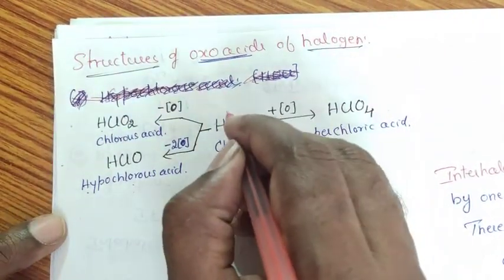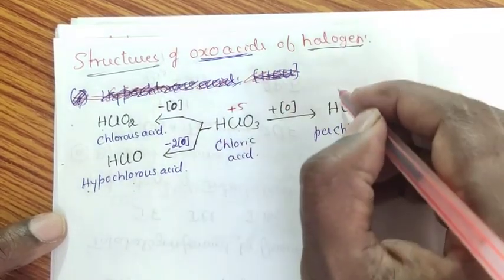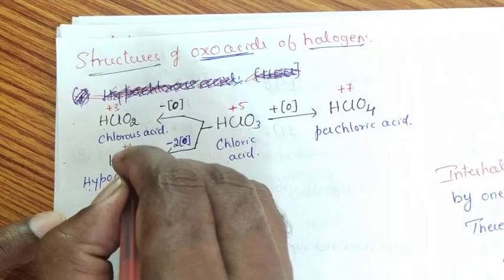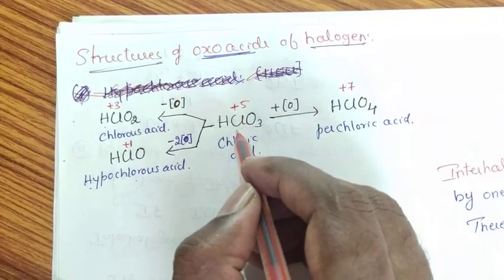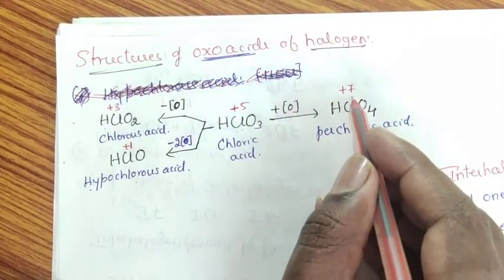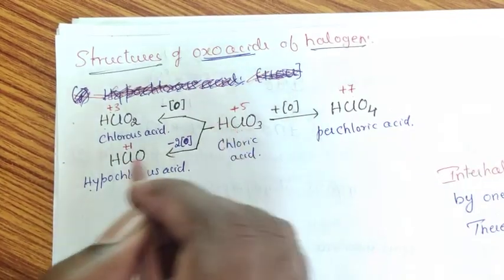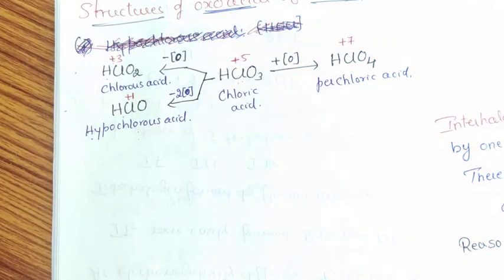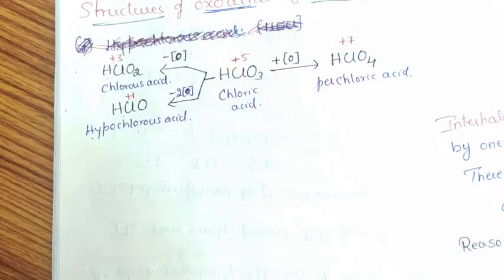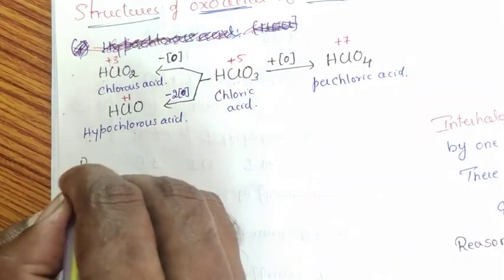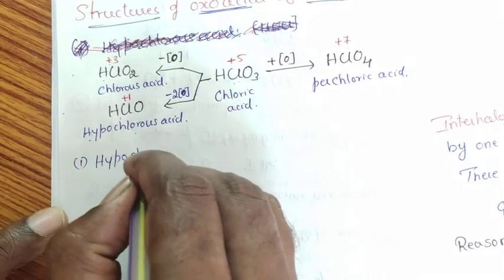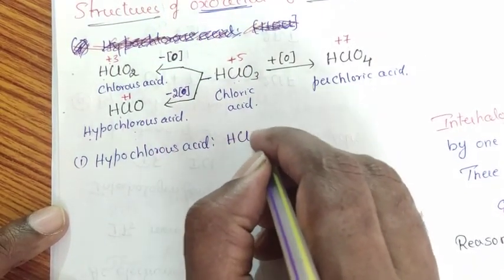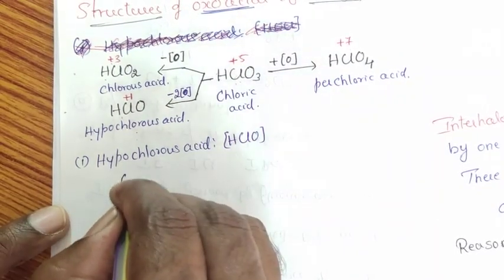Now check the oxidation state. This is +5, with addition +7, removing one oxygen atom +3, removing two oxygen atoms +1. That's all. +5 oxidation state, by the addition of one oxygen atom you get +7, by the removal of one oxygen atom +3, by the removal of two oxygen atoms you get +1 oxidation state. First, I'll write the structure of hypochlorous acid. The composition is HClO. In all the cases, chlorine acts as the central atom.